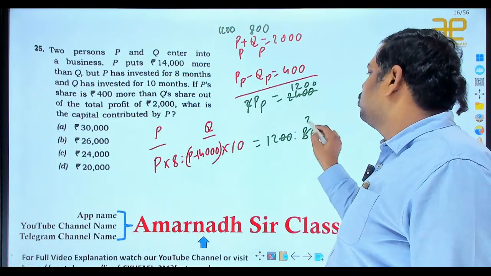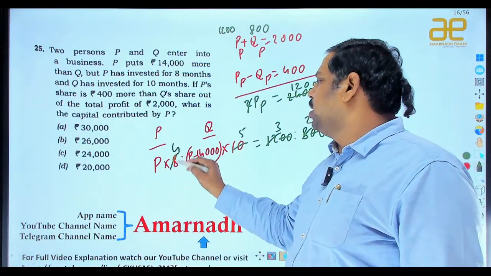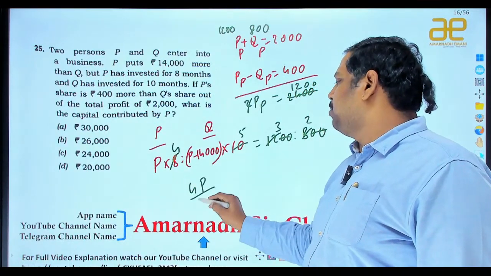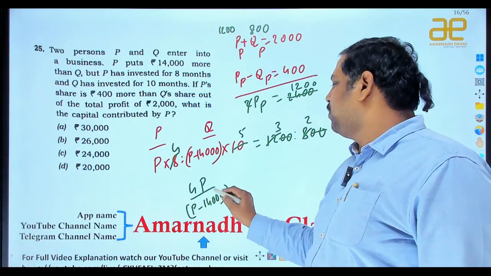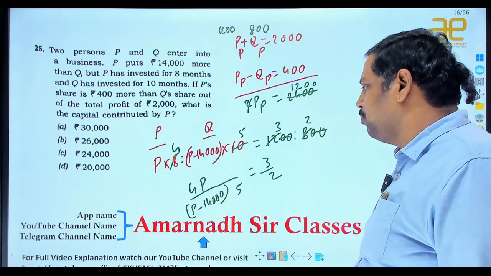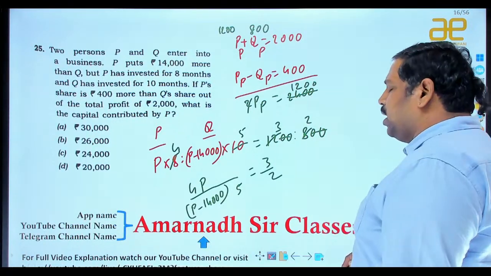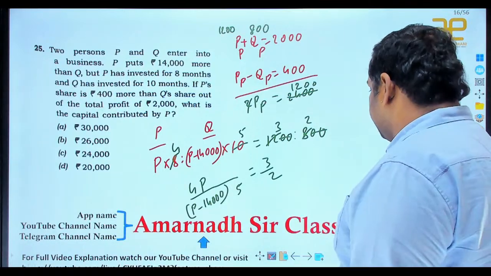The zeros cancel, 4 2s, 4 3s, 2 5s and 2 4s. Now the ratio is 4P by P minus 14,000 into 5, which is equal to 3 by 2. Now what I can say is, I will multiply this one. Then how much will it be here?